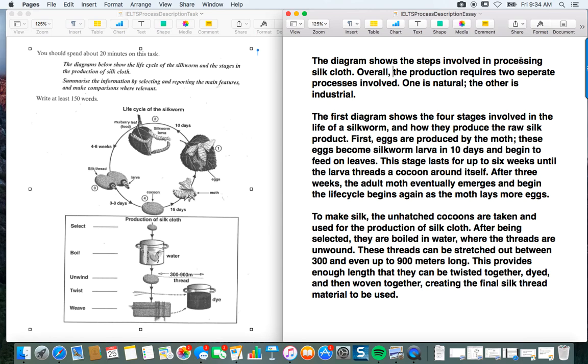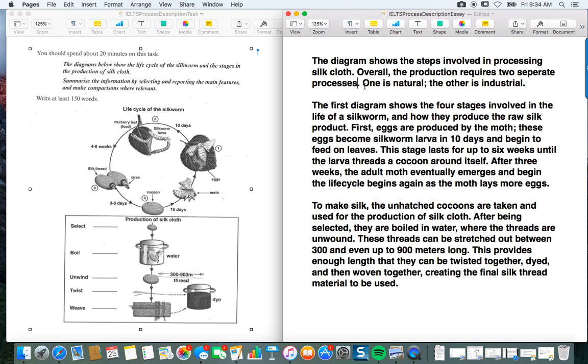All right, so again, I'm already starting with cohesion. Processing silk cloth, there's my first point, and then the production. All right, so that's referencing this. In my first two sentences, I'm getting that cohesion score. My sentences are clicking together beautifully. They're linked very well. The production requires two separate processes. All right, one is natural, the other is industrial. Now, I'll talk about this later. I've got a semicolon here.